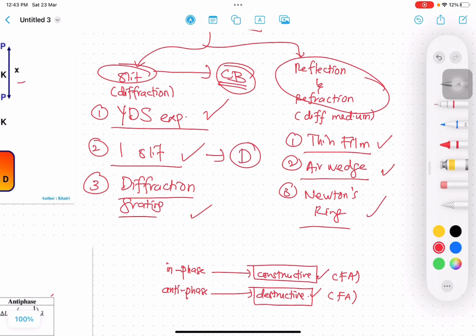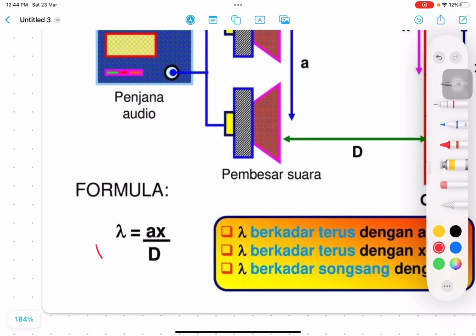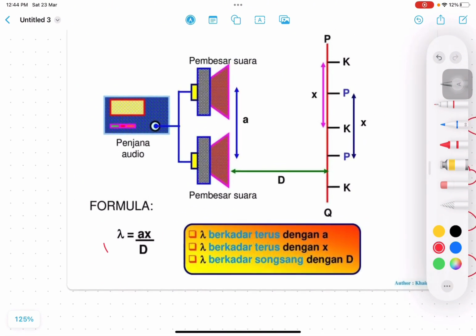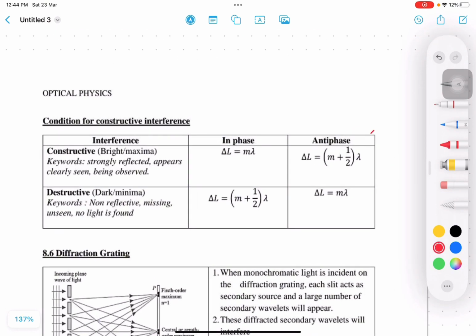We have already learned about interference in Form 4 chapter 5, the wave. The formula is given below: lambda equals ax over D. Lambda is the wavelength, a is the separation between two coherent sources, and D is the distance to the screen. The major part of this chapter is about interference.